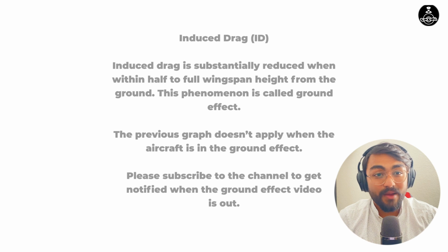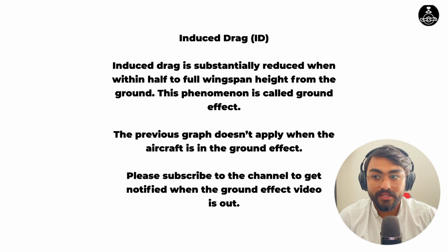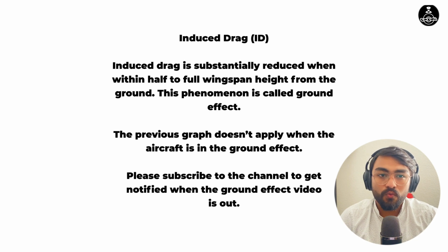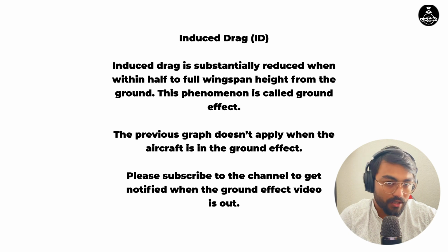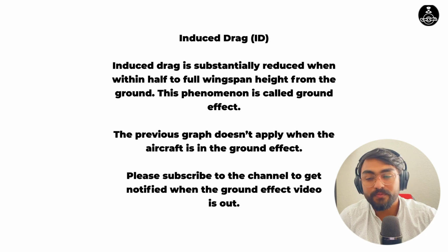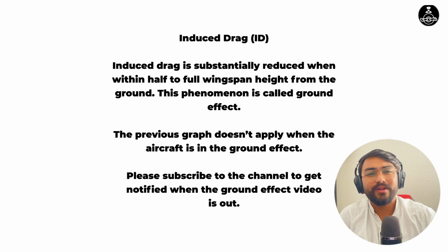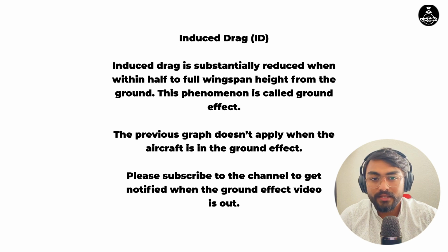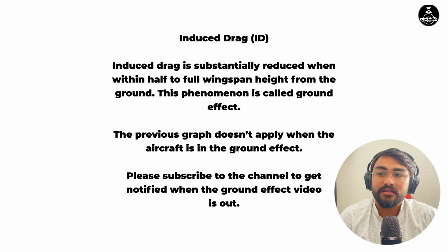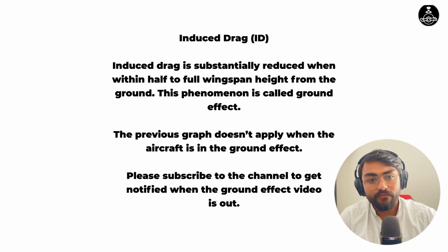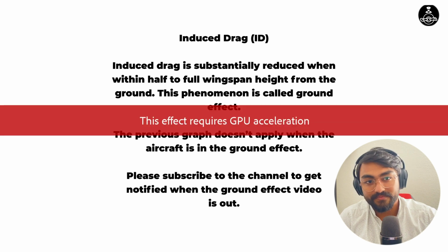Third, this graph would not apply when you are within half to full wingspan height of the ground, which means if your wingspan is 40 feet, if you are within 20 to 40 feet of the ground, this graph would not apply and induced drag would be minimum because of the ground effect. Now I'll make a separate video regarding ground effect, but you need to remember this.